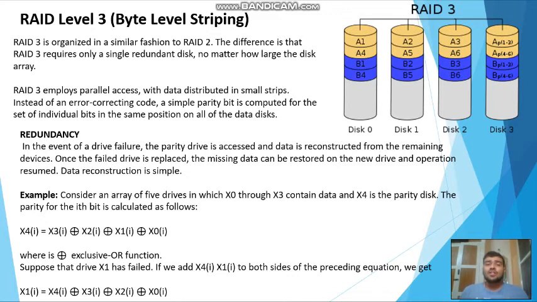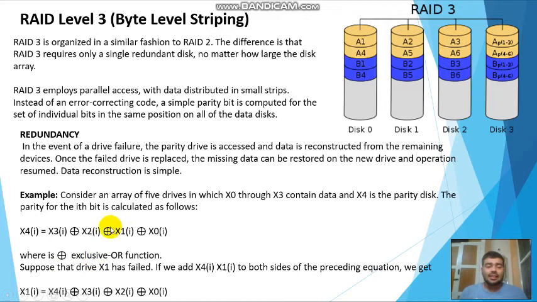Now, how do we achieve this redundancy? This redundancy is achieved through the process of parity correction that we saw in Hamming code, previously also in our lectures and in our syllabus. So let's consider an example. We're considering an array of 5 drives, x0 to x3, which contain data, and x4 being the parity disk. The equation we're going to follow is x4i equals x3i XOR x2i XOR x1i XOR x0i, where XOR is the exclusive OR function.